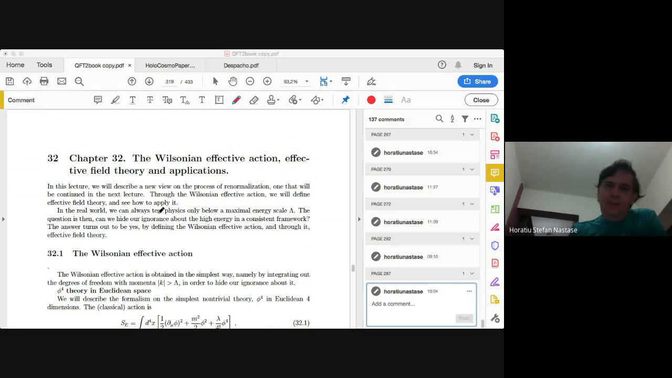But in this lecture, I will define this Wilson approach to an effective action for the quantum theory that depends on a scale.